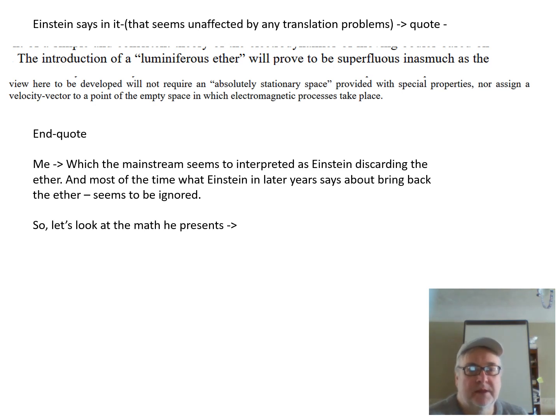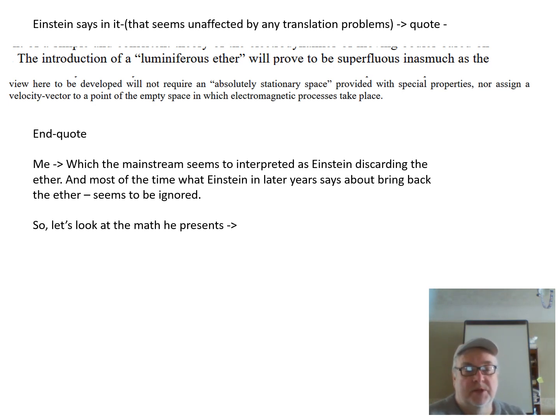Einstein says the following, and it seems unaffected by any translation problems, and the quote is: "The introduction of a luminescence ether will prove to be superfluous inasmuch as the view here to be developed will not require an absolutely stationary space provided with special properties, nor assign a velocity vector to a point of the empty space in which electromagnetic processes take place." That's the end of the quote.